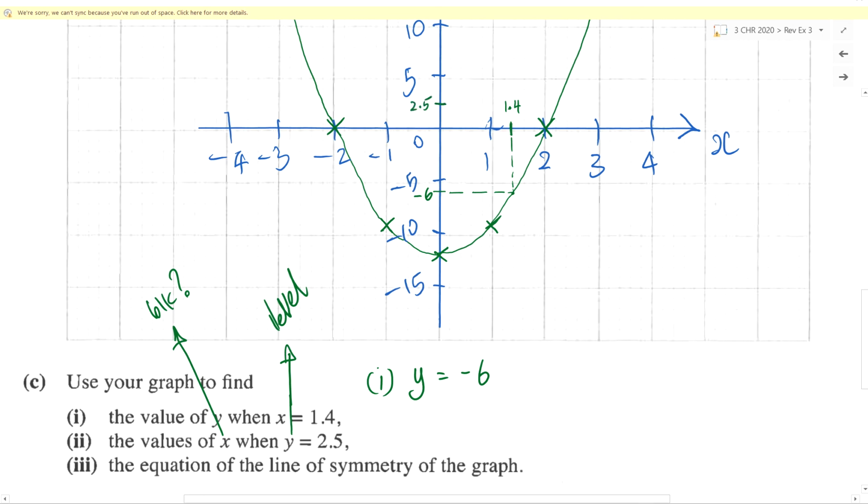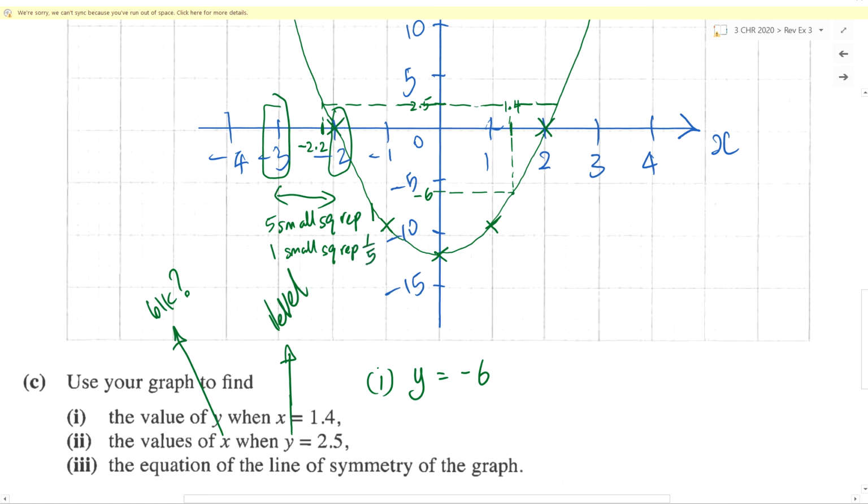2.5 is in the middle of 0 and 5. So let's see who stays over here. Draw a dotted line across. Oh, there are two people staying here. The first guy stays at block -2.2. How did I get -2.2? Because this being -3, this being -2, 5 small squares represent 1 unit. So I've got one tiny square here. One small square will represent 1/5 units, which is 0.2.